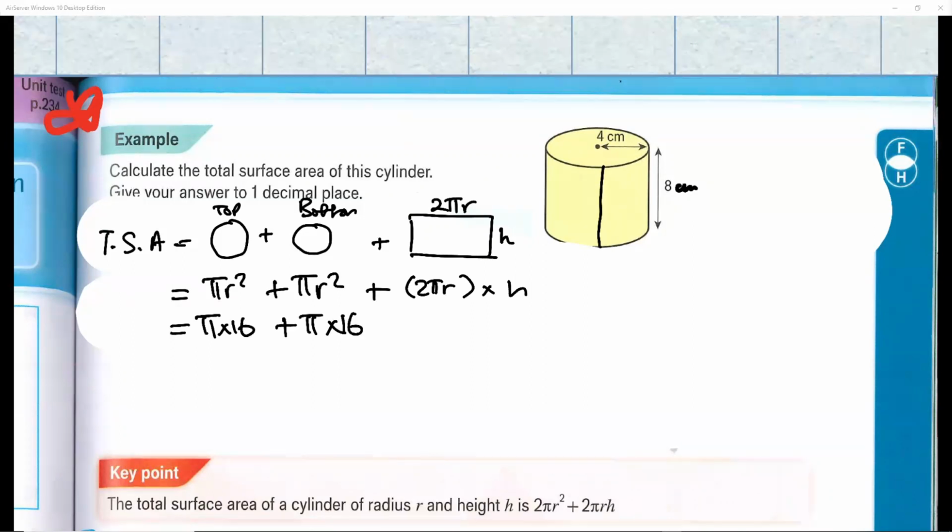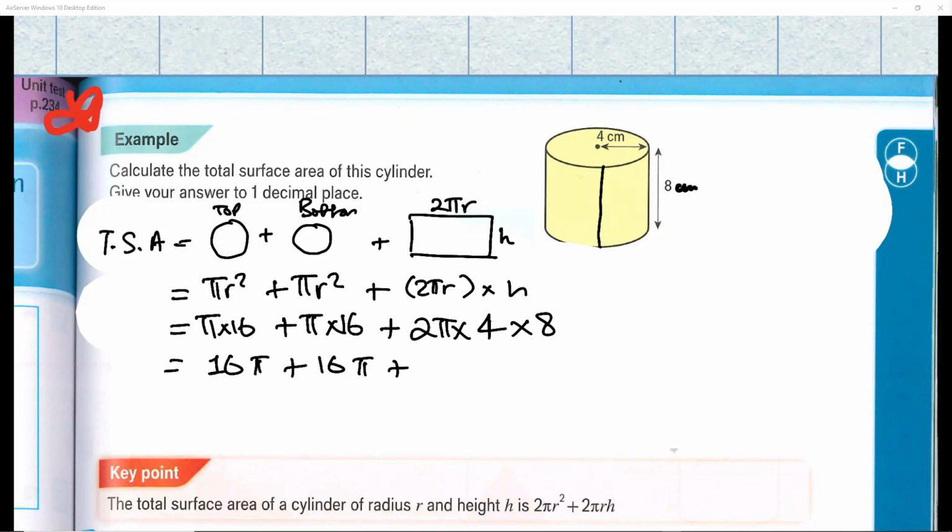And same for the bottom? The bottom radius same as the top radius? Oh yeah, 16 pi. Obviously. Okay, next we have 16 pi plus. 2 times 4 is 8. 8 times 8 is? 64 pi. Don't feel shy to get 64 pi, it's fine. Next, what's 64 plus 16 plus 16? It's 96 pi altogether.